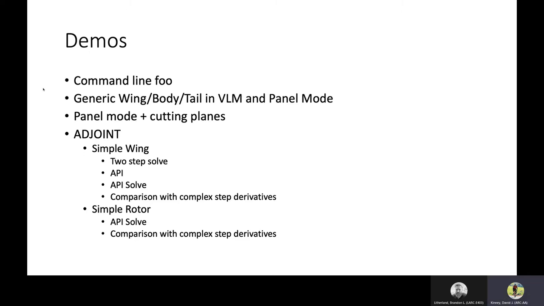Then I've got essentially three sets of demos: the generic wing body, tail, and VLM and panel mode. I just want to talk about some of the things I look at when I'm running the code for either VLM or panel. I also want to talk about some of the stuff we added into the solver and viewer in terms of panel mode and cut planes. I know Brandon likes that part. And then finally, I go into the adjoint stuff and maybe go a little bit deeper into that.